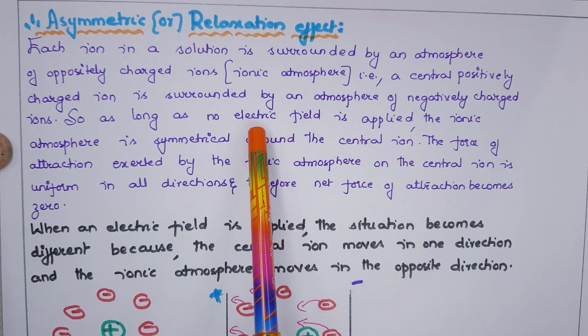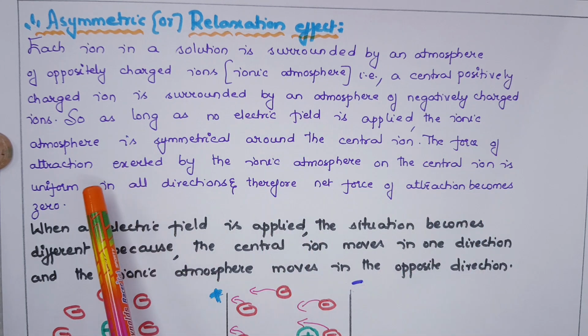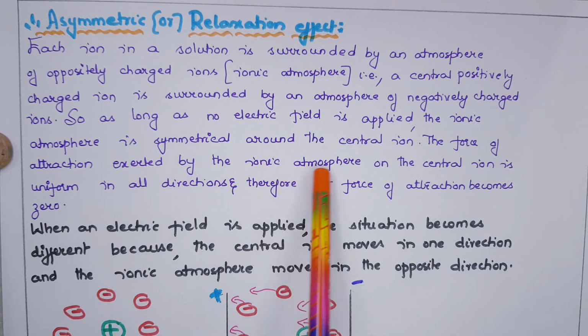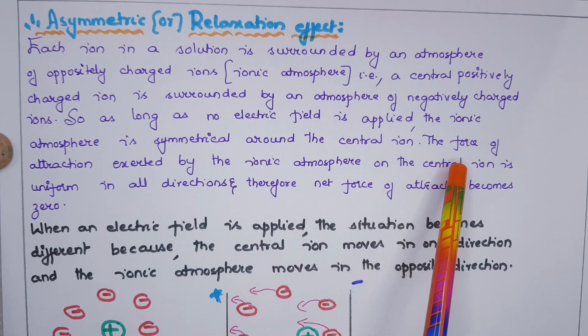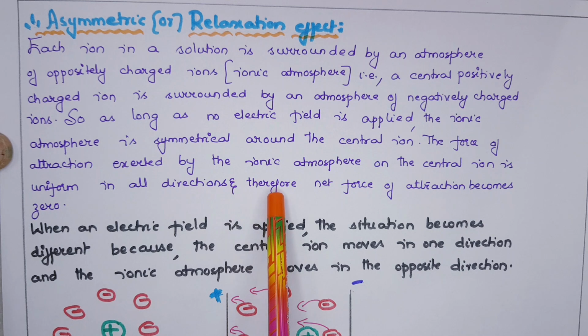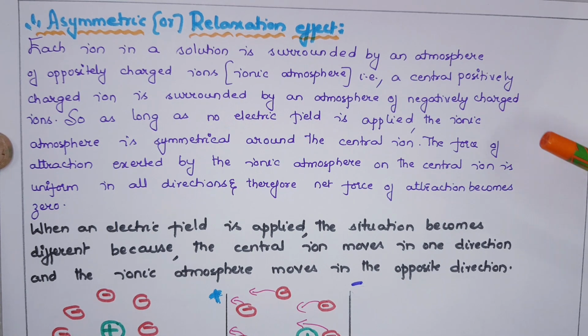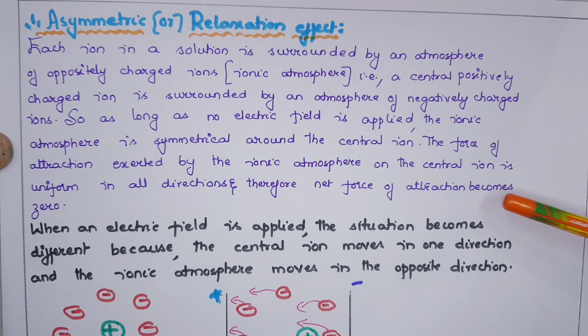So, as long as no electric field is applied, that means when there is no electric field, the ionic atmosphere will be symmetrical. That means it will be uniform around the central ion. When, students? In the absence of electric field. And the force of attraction exerted by the ionic atmosphere on the central ion will be the same in all directions, and therefore the net force of attraction becomes 0. Okay, this is all in the absence of electric field. Now, when the electric field is applied, the same situation will not be there.